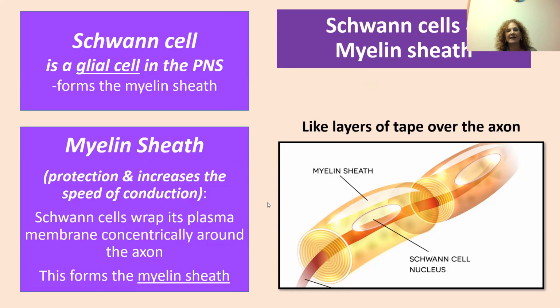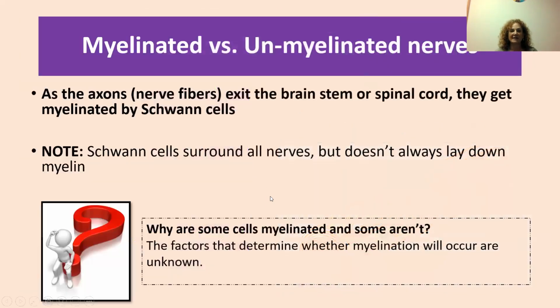Again, Schwann cells are a type of supporting cells or glial cells. And if we're asking ourselves, why are some nerves myelinated while others are unmyelinated? Why do some require this large rapid propagation while others do not? Well, we're not really sure. The factors related to myelination are a little bit unclear to us. But we do know that myelination is an important factor for propagating the electrical impulse.